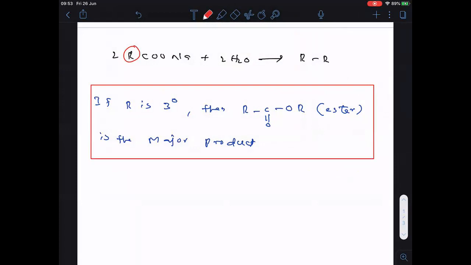If R is tertiary, then ester is the major product here. One more important thing here, once you see now. Okay, now look here. If I take RCOONa, then I am getting R–R here. Am I right?